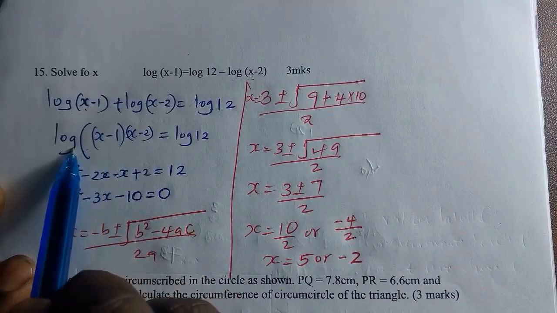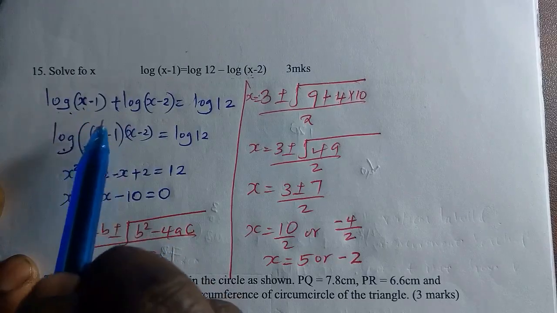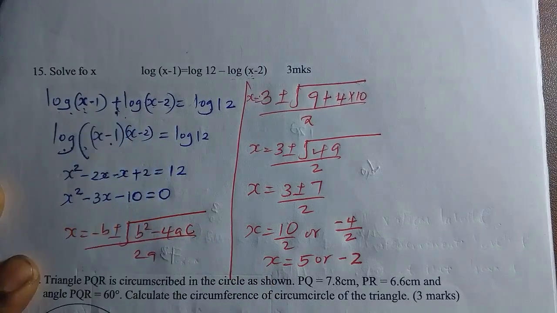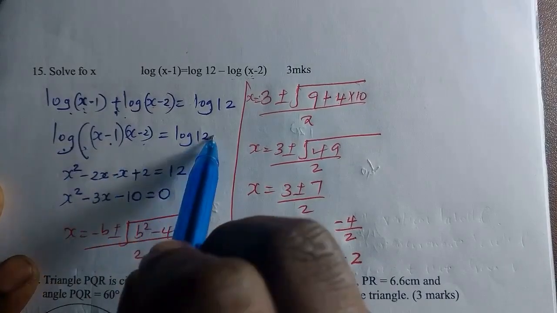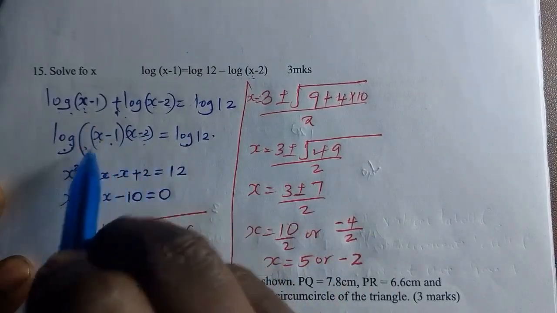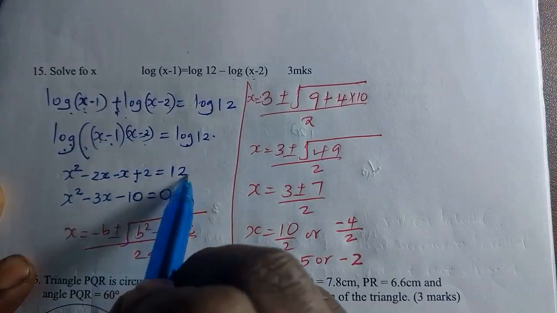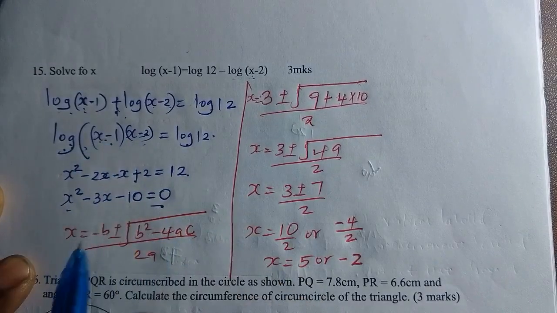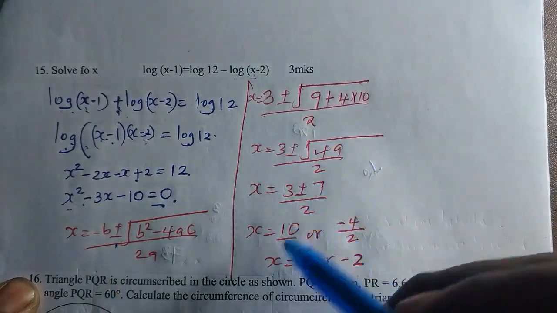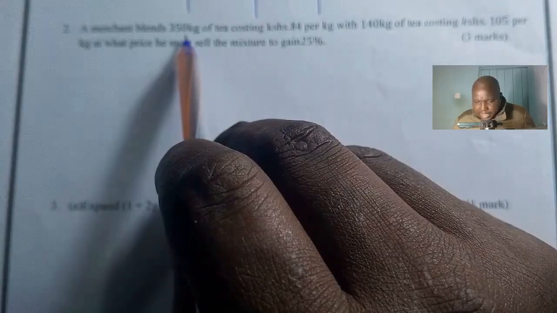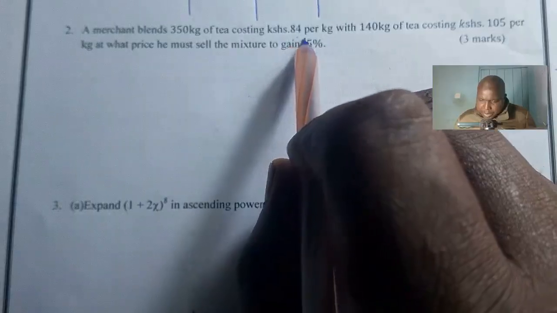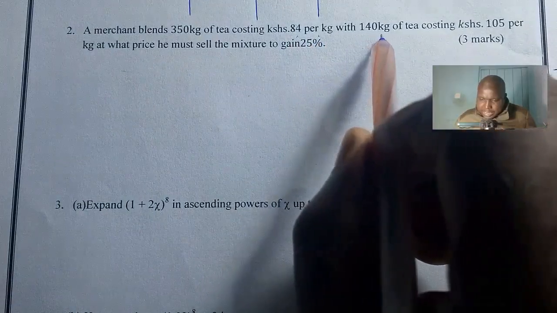Log is common, so take one log of x minus 1 times x minus 2, because addition means multiplication in logarithms, is equal to log this. So log and log are the same, they cancel out. When you multiply this times this, it forms a quadratic equation. So you solve that quadratic equation using the quadratic formula, and you get the value of x as 5 and negative 2.